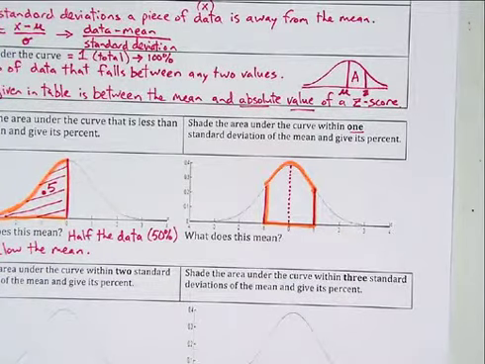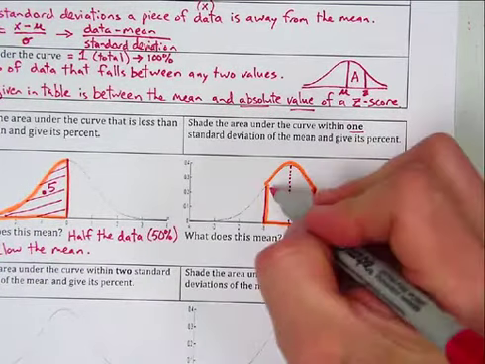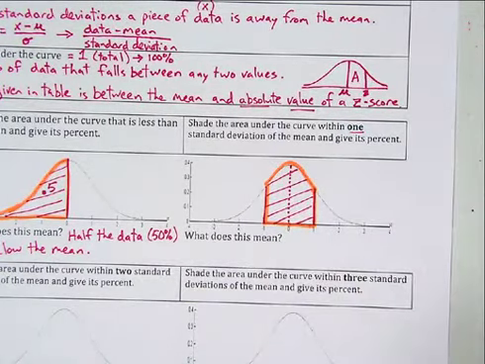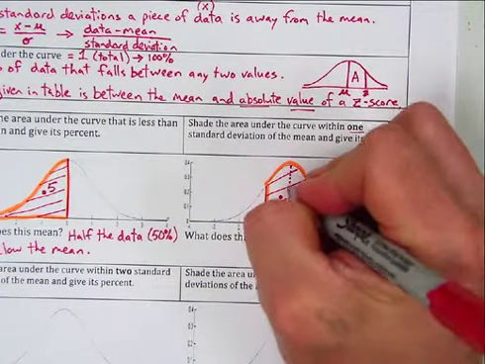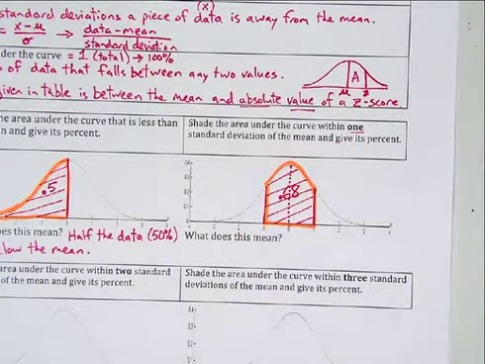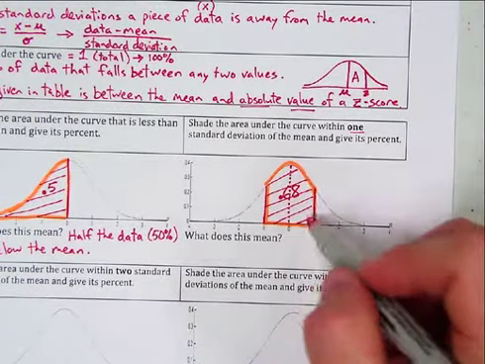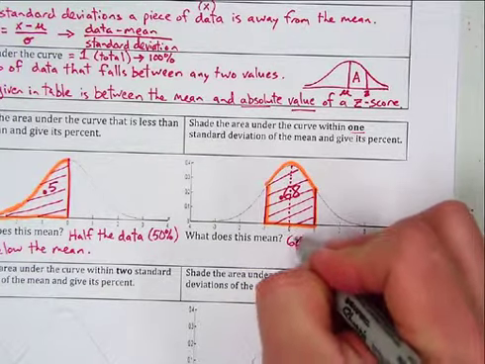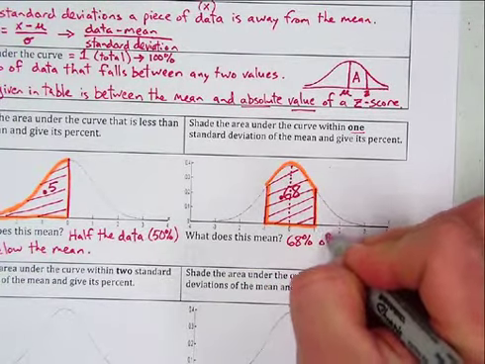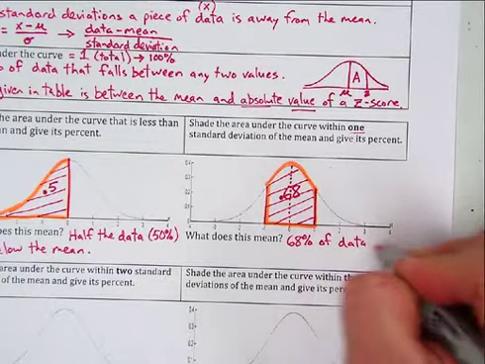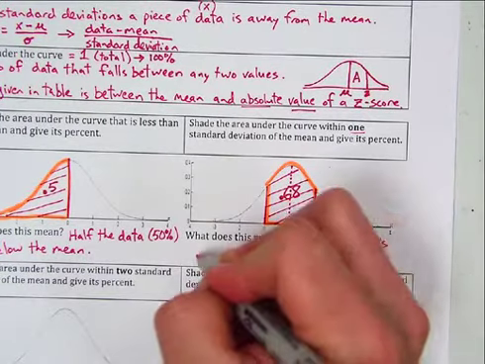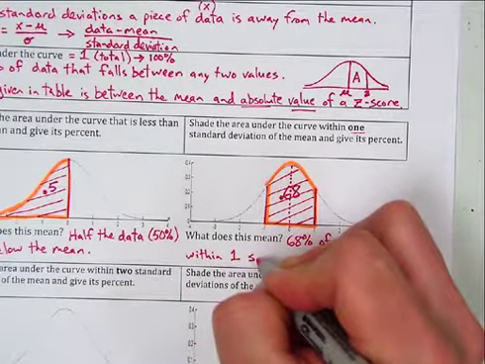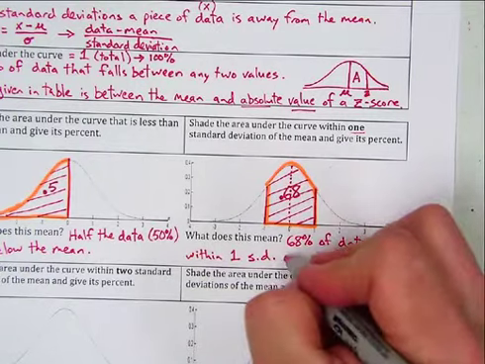And it turns out that this area ends up being 0.68. I'll show you how to find this in just a second. So if this area equals 0.68, what does that mean? Well, 68% of the data is within 1 standard deviation of the mean.